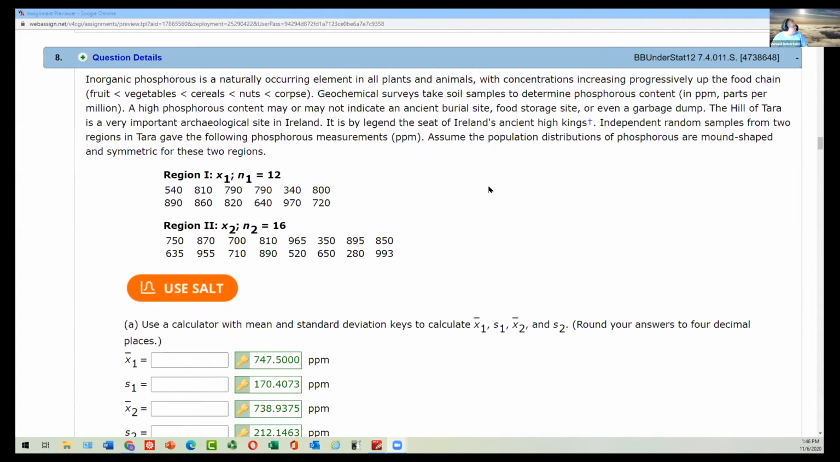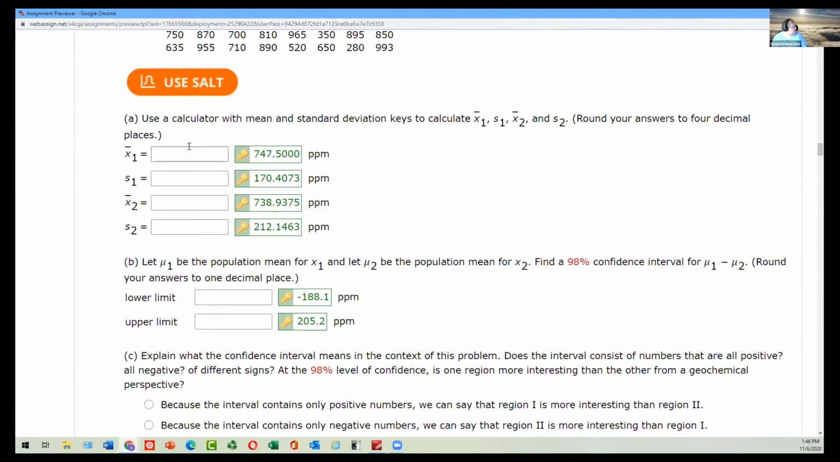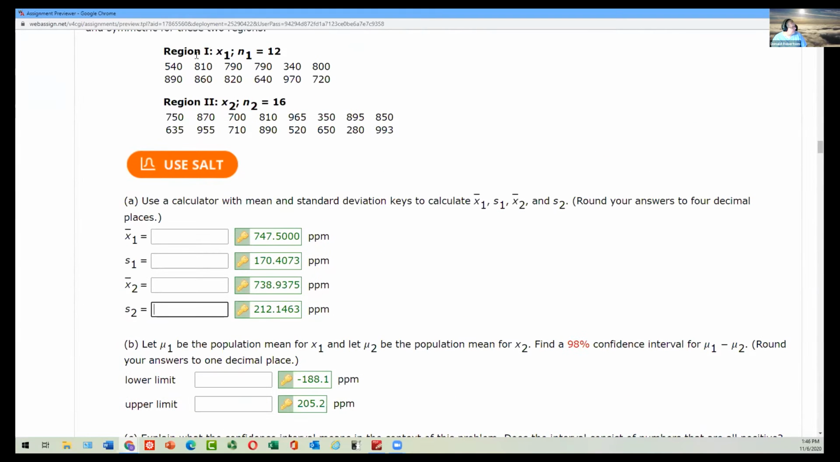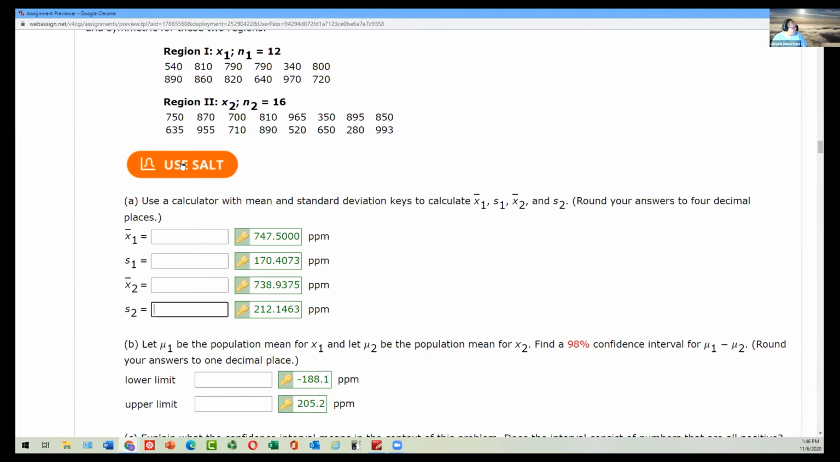So here is some data, and we're going to look at two groups. In region 1, these are the phosphorus levels. In region 2, these are the phosphorus levels. And we are going to get all of these numbers. So sample 1, we're going to get its mean and standard deviation. Sample 2, this stuff here, we're going to get it. But we should be able to do it using SALT, fingers crossed.